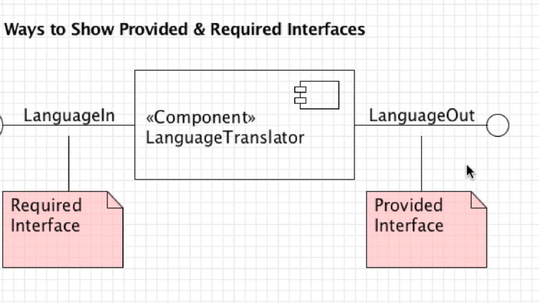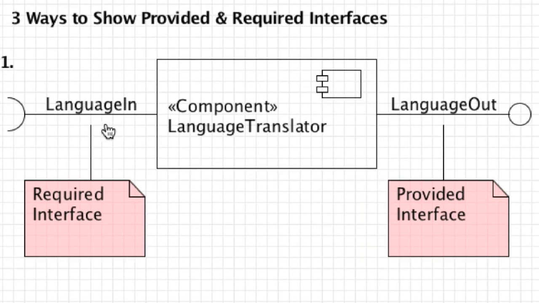Provided interfaces, however, are not needed to make the component work. However, more than likely in all situations, it is going to be something that you're going to want to use. For example, this component is going to take a string from one language in on one side and shoot out a different language on the right side. And provided interfaces are designated with a full circle.